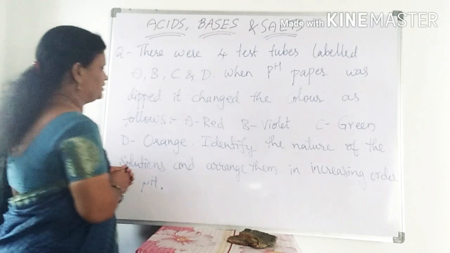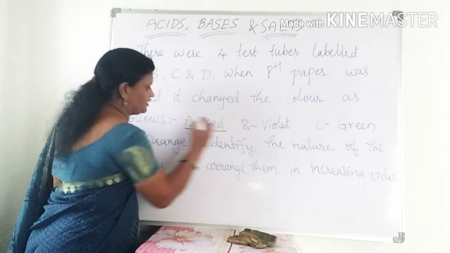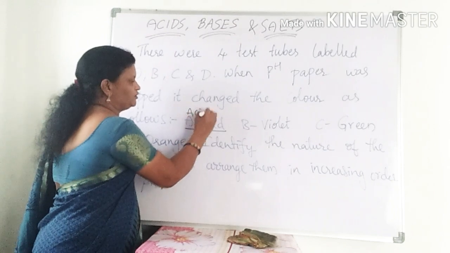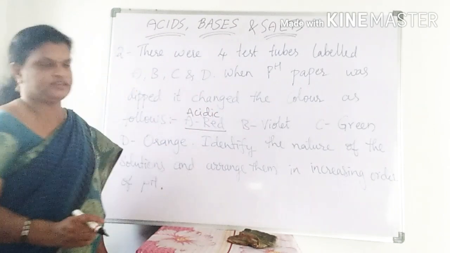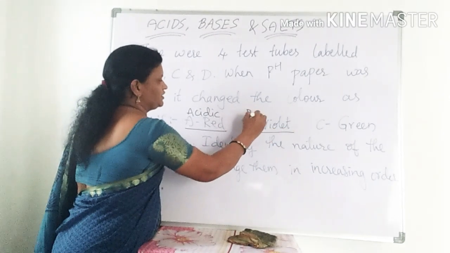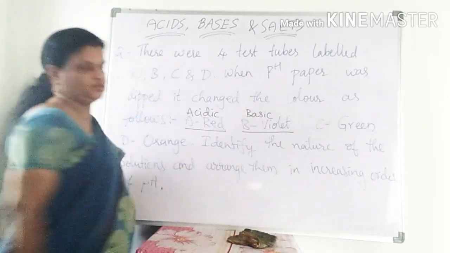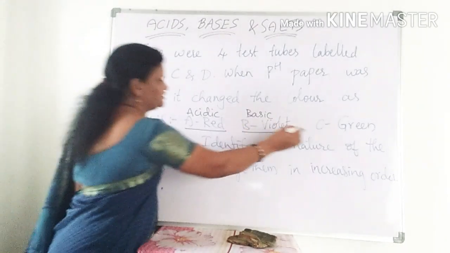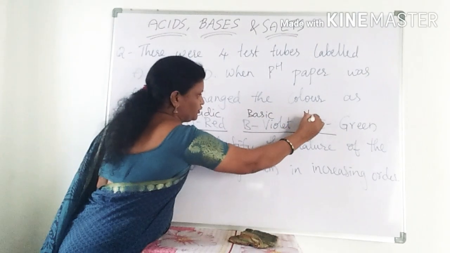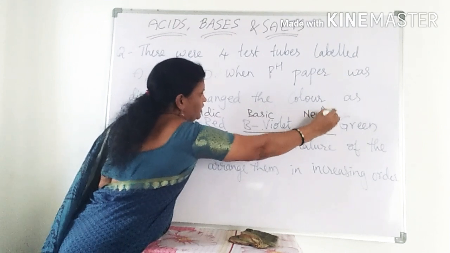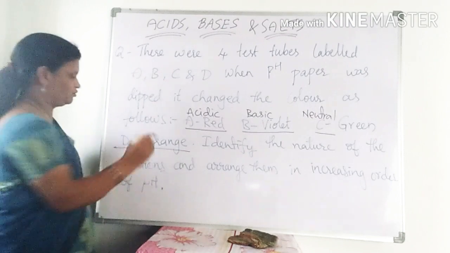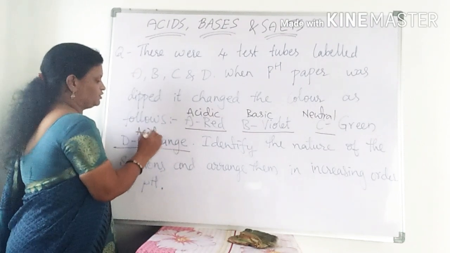So first of all we will try to identify the nature based on these colors. What we can write here: A, as it is converting into red color, this is an acidic solution. We can say that A is acidic. Next, B, it is changing into violet color, so this is a basic solution. Then what about C here? As it is changing into green color, it is a neutral solution. Then D is changing into orange color, so what we can say here, acidic solution.